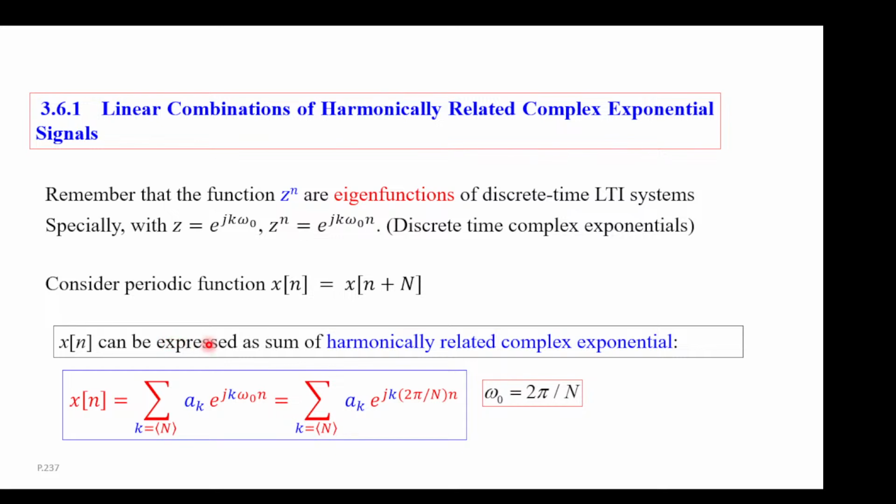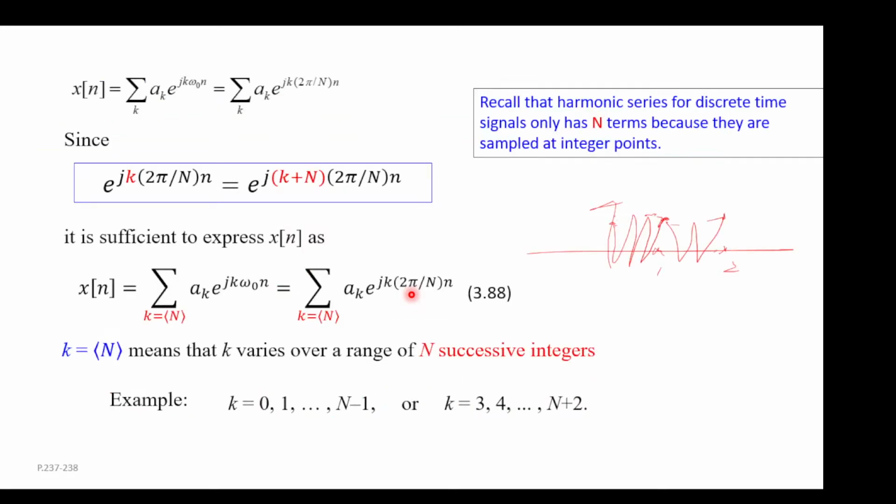I guess we are jumping ahead a little bit, so let's try to close all the spoilers here. So we want to see our x of n as some summation of a k times those complex exponentials that have period big N. With omega naught equal to 2 pi divided by N, then e to the jk omega naught n will have period big N. This is what we know from chapter 1. So our x of n is this summation.